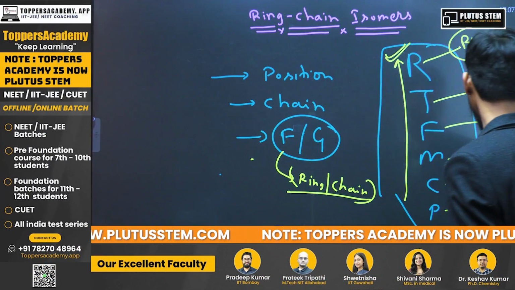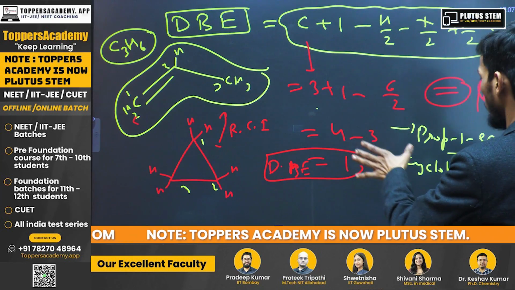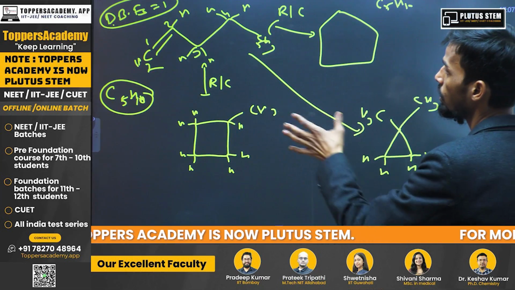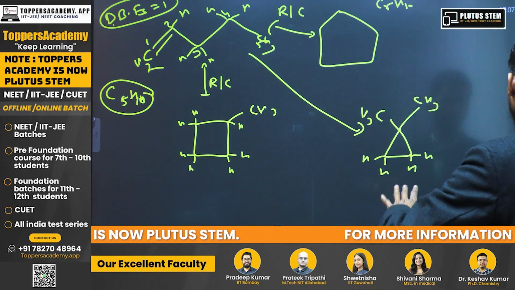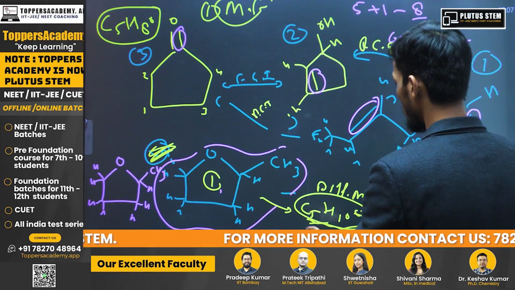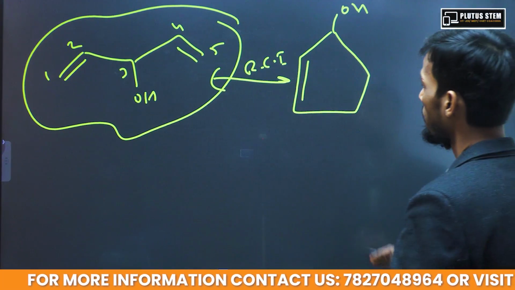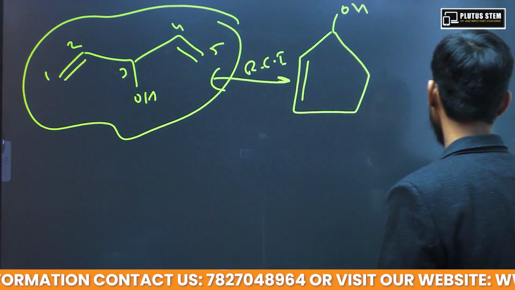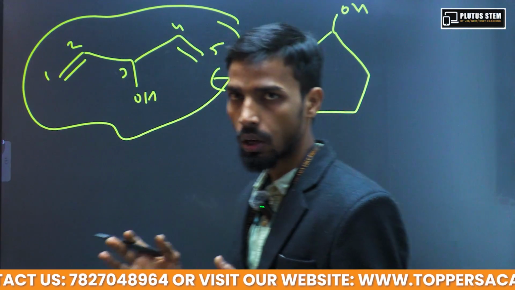We have already discussed all these isomers. So in ring chain, the first thing I told you was regarding the DBE value, and I have shown you different ring chain isomers. This is another example of ring chain isomers, and many more examples are there, but it is not that quite important.